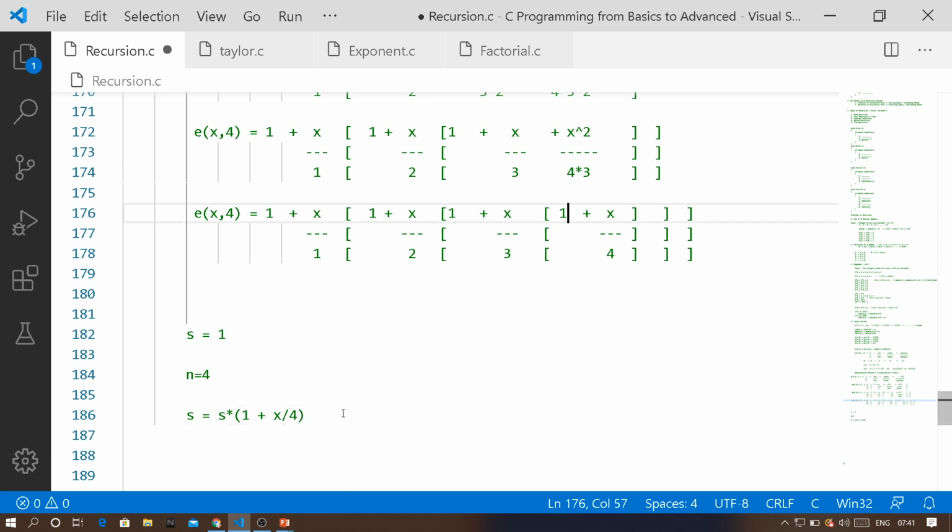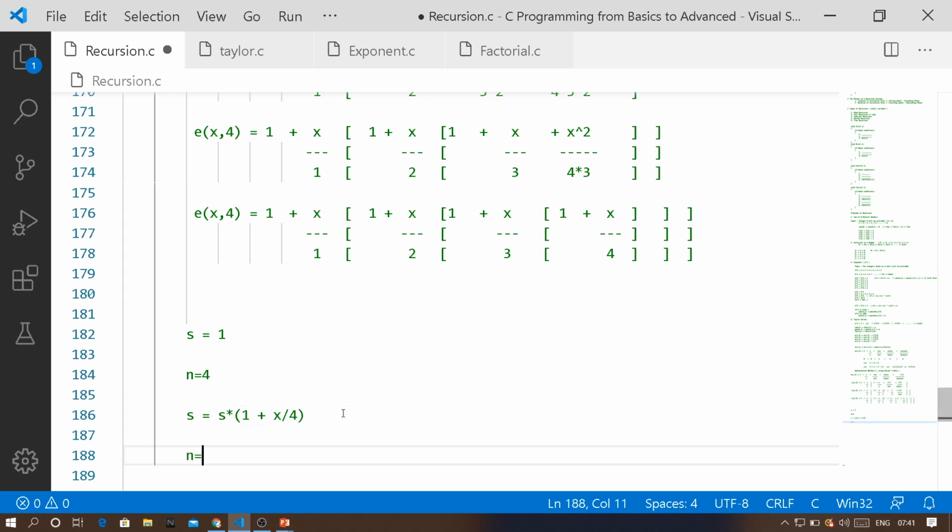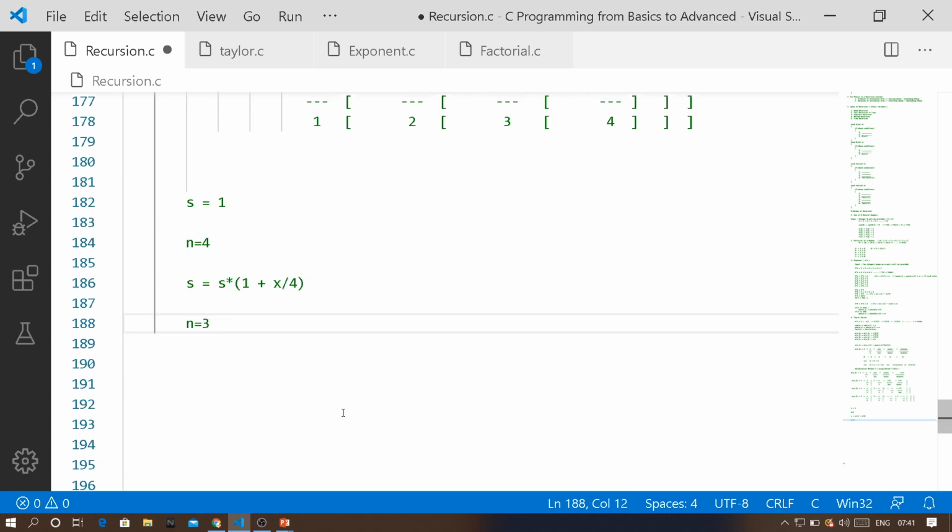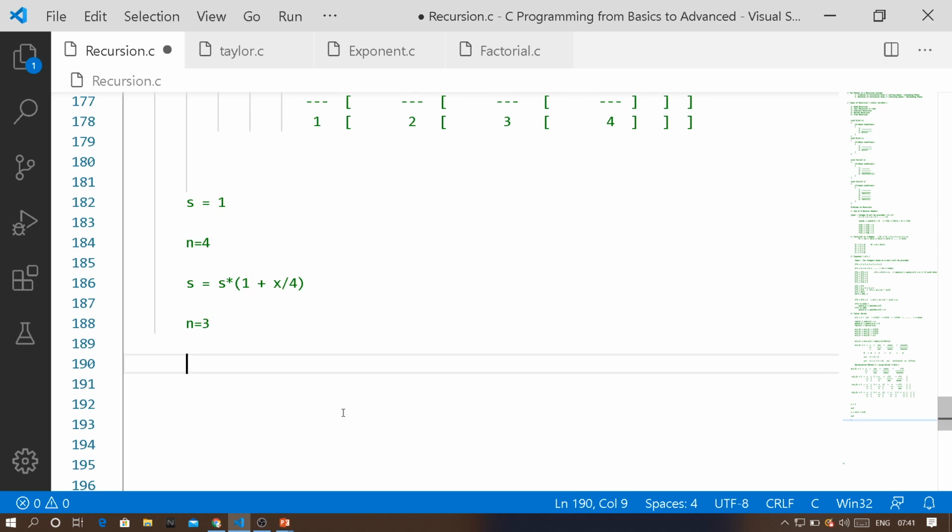Now I have to reduce my n value to 3. Remember very well, after calculating the equation only am I reducing the value of n. After calculating the s value only we are reducing the value of n, keep in mind.